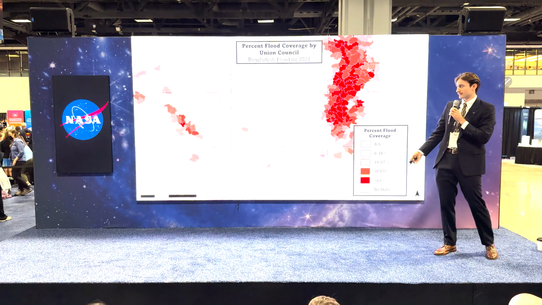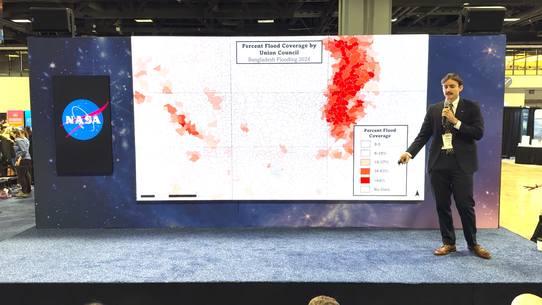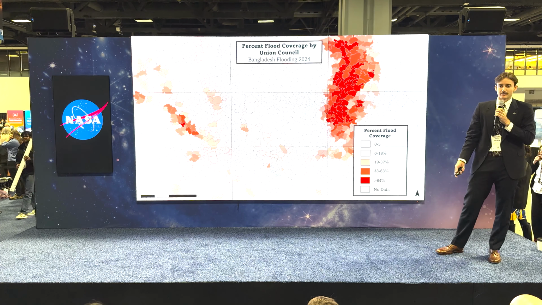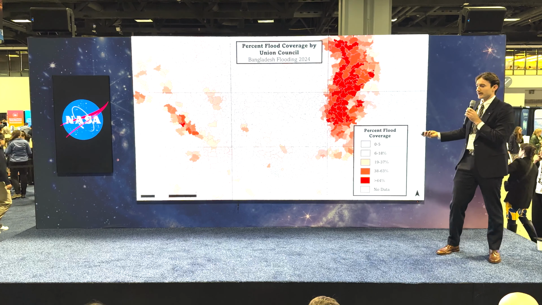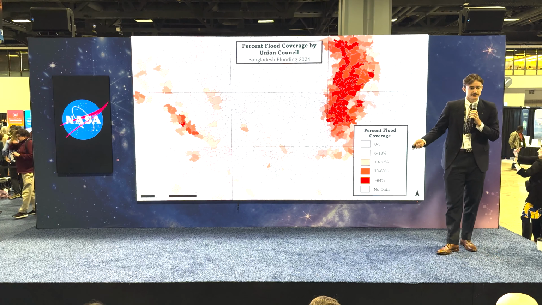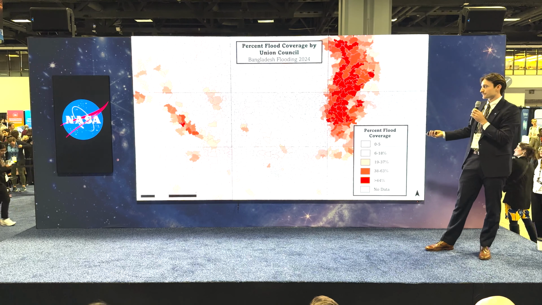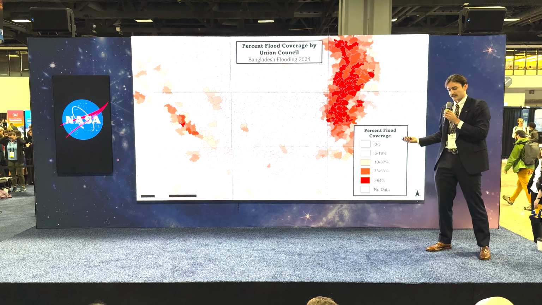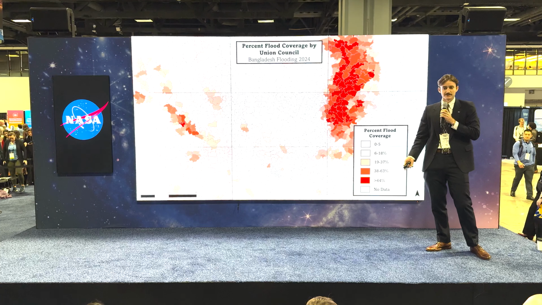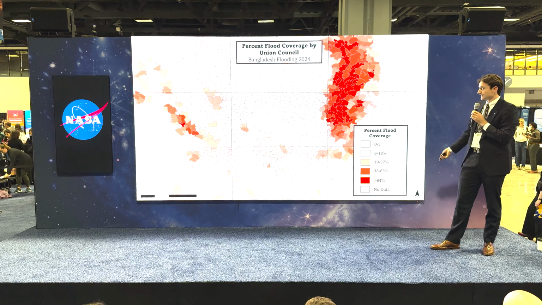So a pretty simple but important step, just intersecting it with some sort of demographic boundary. So in this case, we have it by Union Council, which is the smallest sub-district in Bangladesh. And so now we have a lot more information. We have flood coverage per union district, and so we can understand a little bit more about who and what is in those areas. So we can do a little bit more.